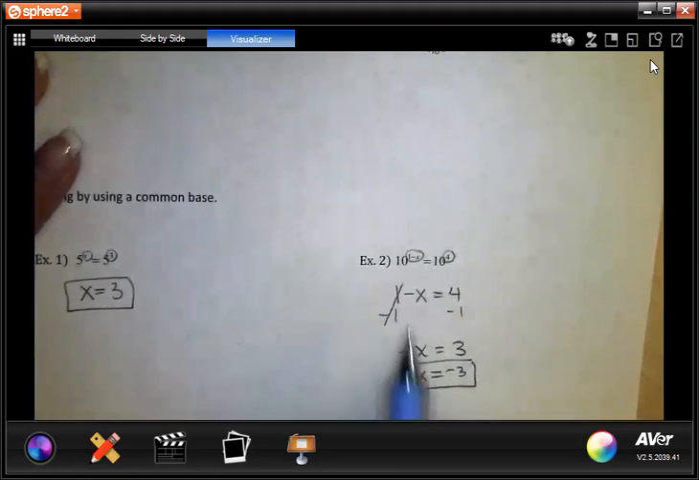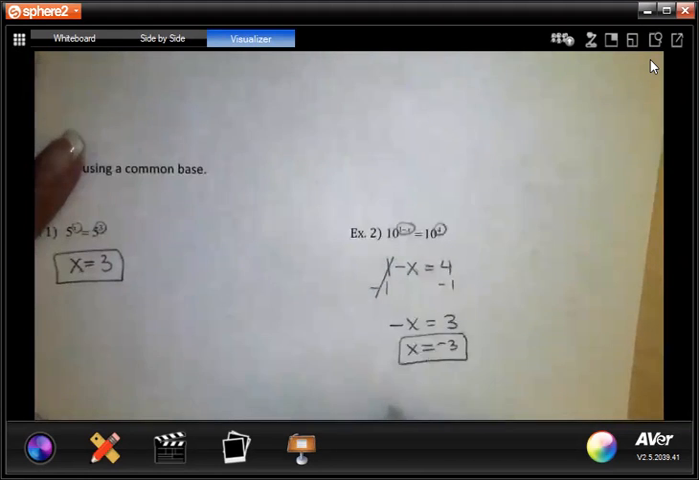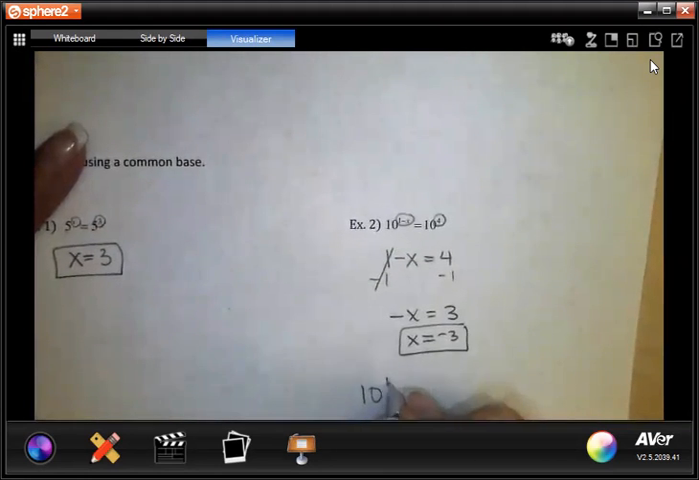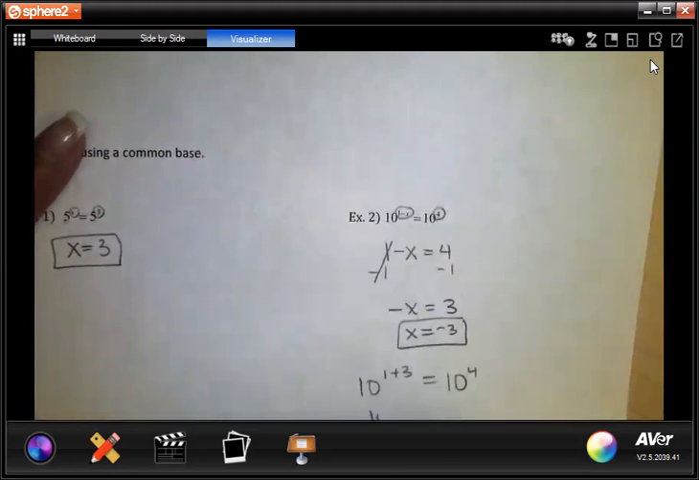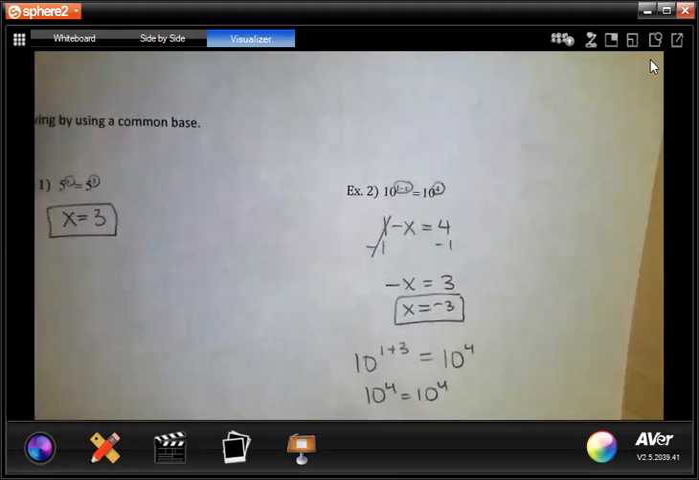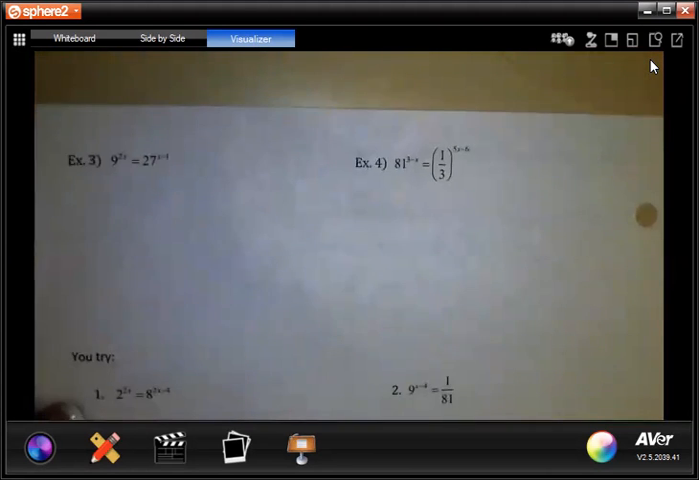You can always check your work by plugging that in there, and so we get 10 to the 1 minus negative 3, which turns that into a plus 3, is equal to 10 to the 4th, and that is 10 to the 4th equals 10 to the 4th, which is obviously the same. Now, all of them aren't going to be quite that easy, so we will talk about some that are a little bit harder. When they don't already have the same base, then you're going to have to work to get that same base.